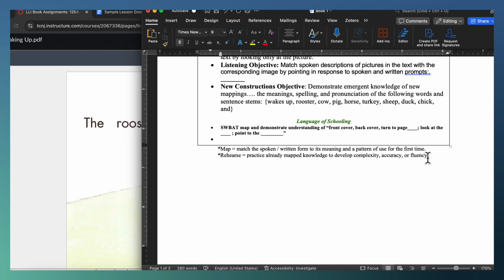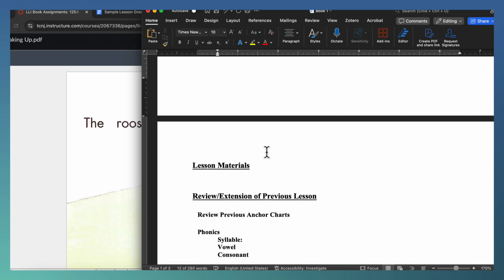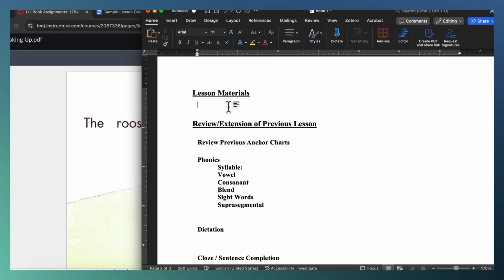In a later lesson, so maybe in lesson 2, instead of mapping, I'm actually going to be rehearsing it. So I might repeat all of this verbiage, but I'm going to say students will rehearse this stuff. All right, so lesson materials. What do I need? I need my book. I also need paper because I'm going to have them practice writing and recalling.